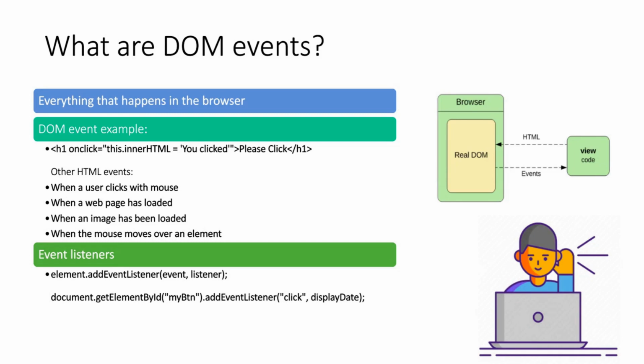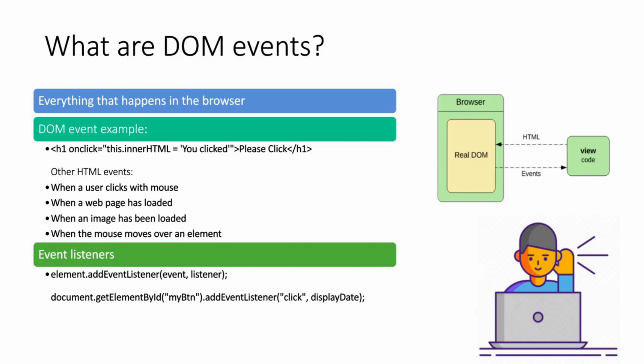What are DOM events? JavaScript can be executed when an event occurs inside an HTML page. These events are called DOM events. Let's have an example. H1, then we have an attribute onclick, and inside this onclick attribute we have written a JavaScript code which says this.innerHTML equals 'You clicked'. Then within the h1 tag, we have given the element content as 'Please click'.